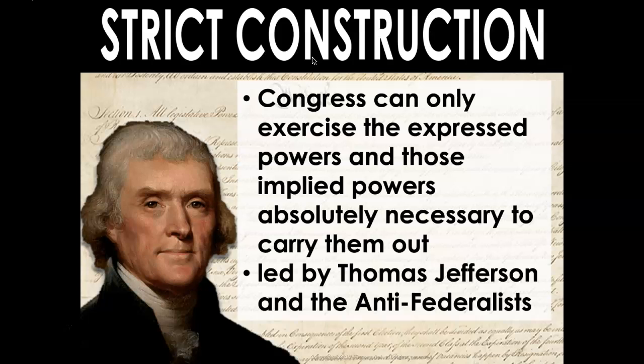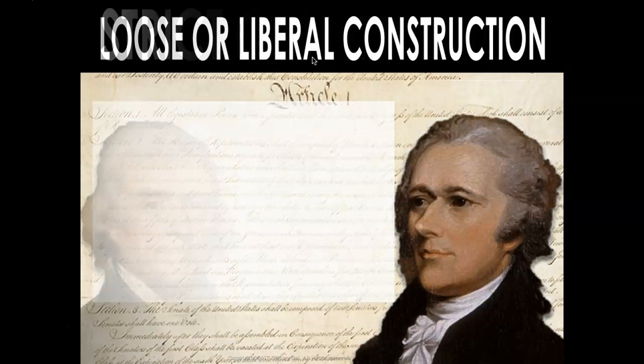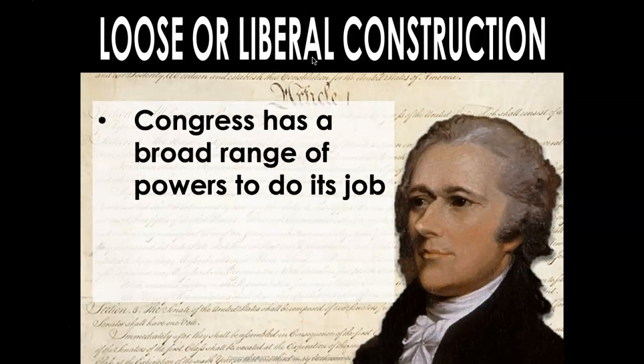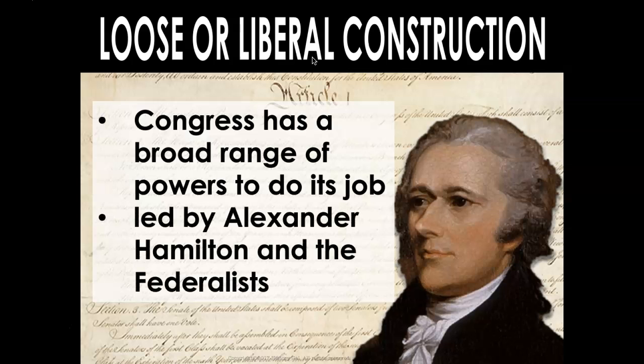Essentially, they have the ability to enact in the best interest of the people, as long as they don't violate the Constitution. This movement was led by Thomas Jefferson and the Anti-Federalists, who would advocate for this interpretation of the Constitution. Some people say that we should have a loose construction of the Constitution. Other people, of course, might disagree. However, Congress has a broad range of powers to do its job. Alexander Hamilton was at the forefront of leading the Federalists to take on a different interpretation of the Constitution.